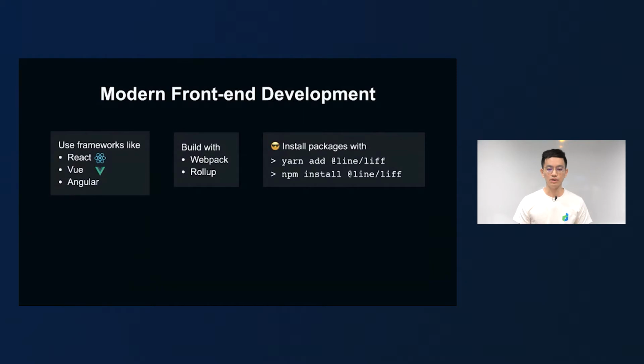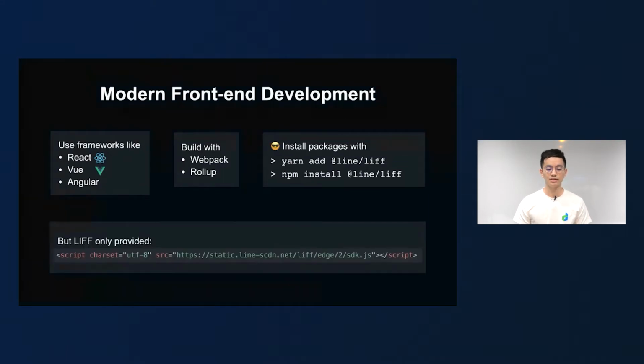So why do we need to release the NPM package? As you know, today we front-end developers use frameworks like React or Vue, and we build our applications with tools like Webpack or Rollup. When we need to install a dependency, we use tools like Yarn or npm and download the package from npm's repository. But the problem is that LIFF was only provided on our CDN as a single SDK.js file. So this caused much inconvenience for NPM package users.